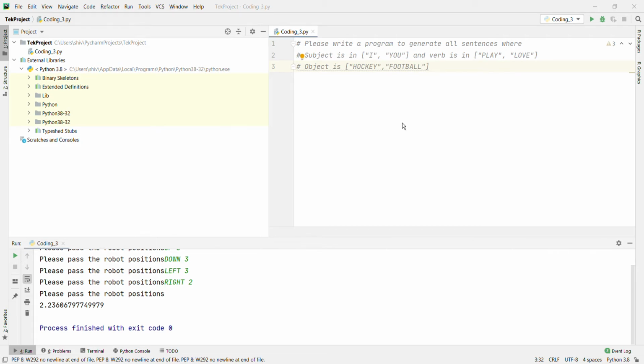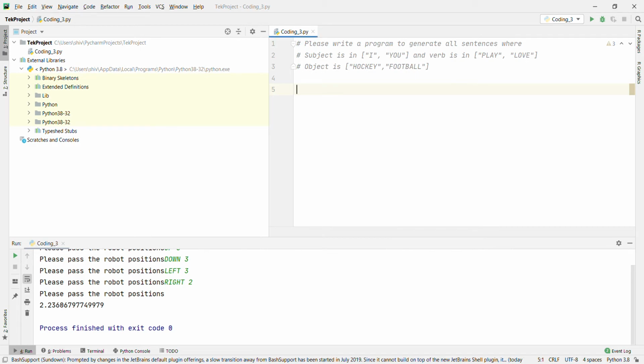What we are going to do basically here is generate sentences from the different combinations. Just like the subject is I, the verb is play or love, and the object is hockey or football. That is basically the permutation and combination. What output are we going to expect? I play hockey, I play football. How are we going to solve it? That is basically the permutation or combination. We are going to loop through each one of them and get the final sentence.